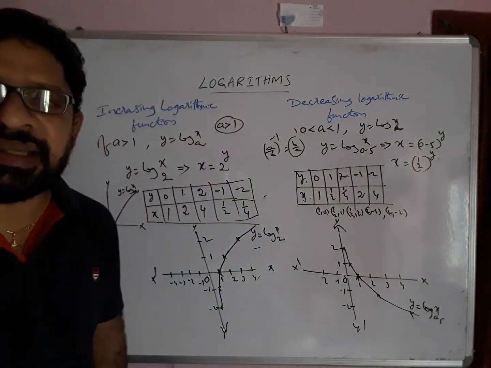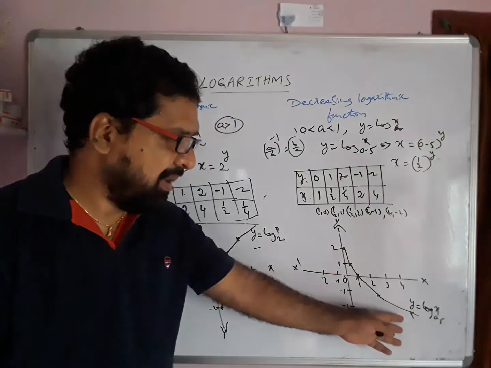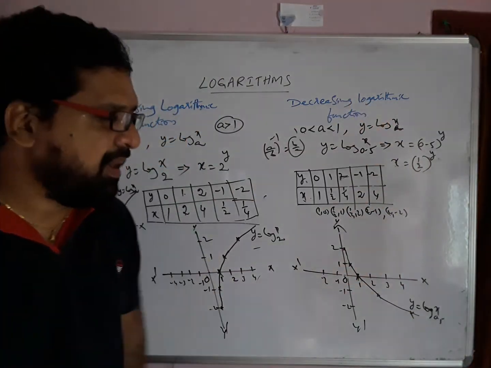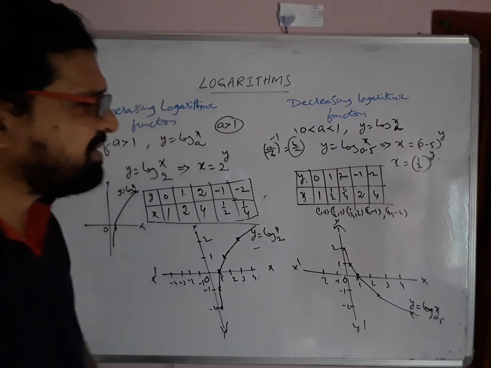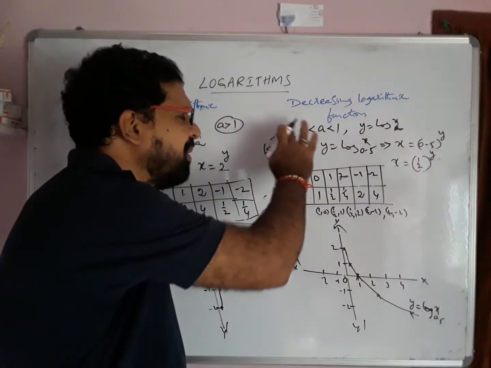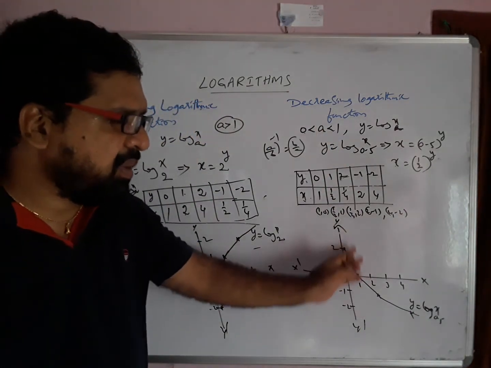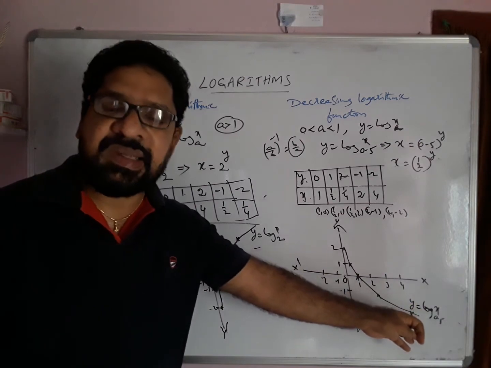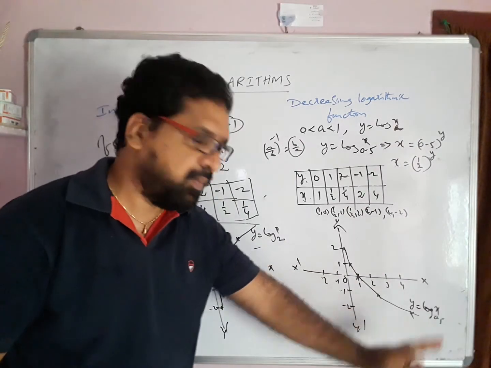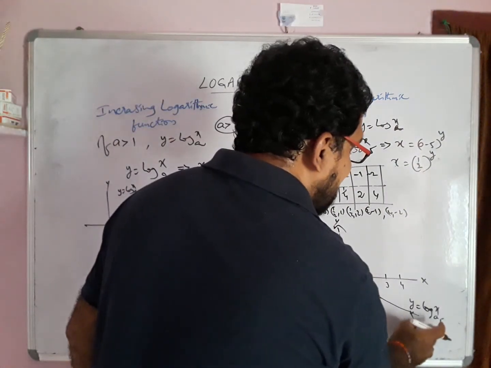Y is equal to log x to the base 0.5. It is nothing but a decreasing logarithmic function. Whenever the value of a lies between 0 and 1, it should be a decreasing function only. Logarithm of x to the base 0.5 is nothing but log x to the base a. The value of a must lie between 0 and 1.